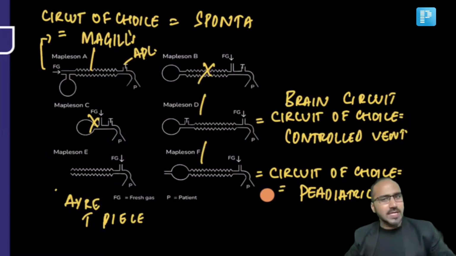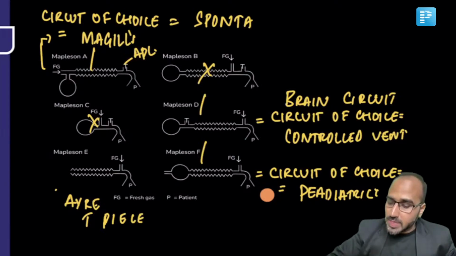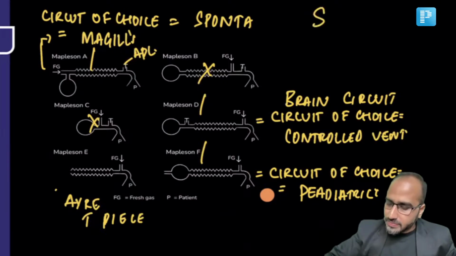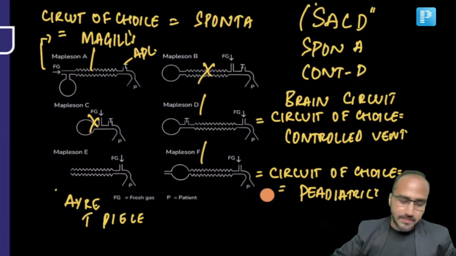In that, only three circuits are important, three MCQs. Circuit of choice for spontaneous is A. But remember a small thing, guys. For spontaneous and controlled, you can remember the mnemonic SACD. SA stands for spontaneous A circuit and CD means controlled D circuit. SACD.